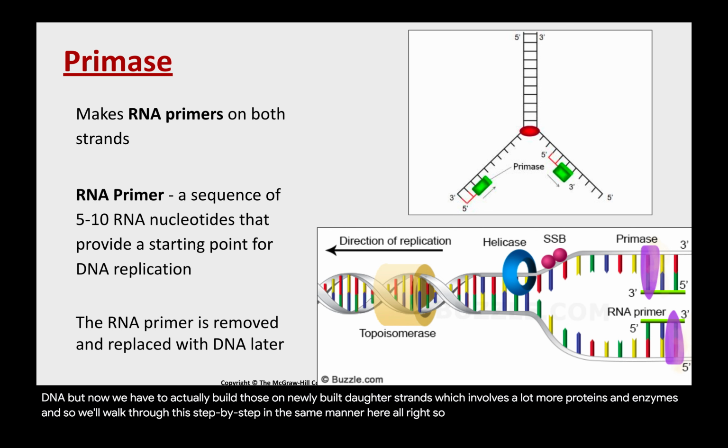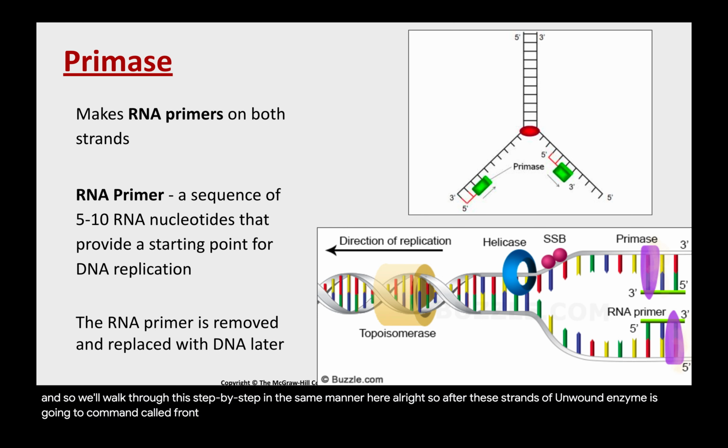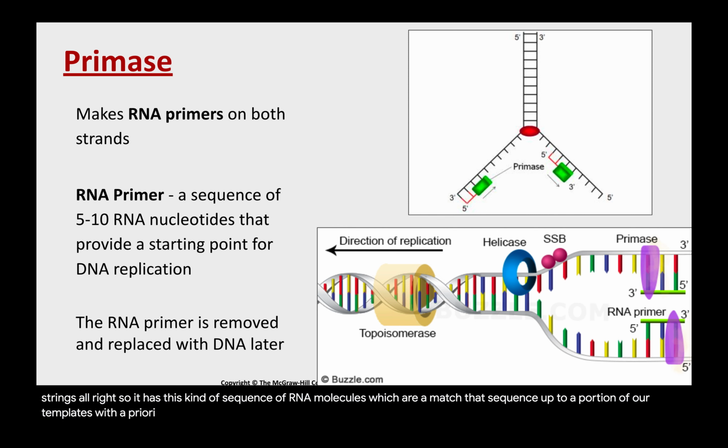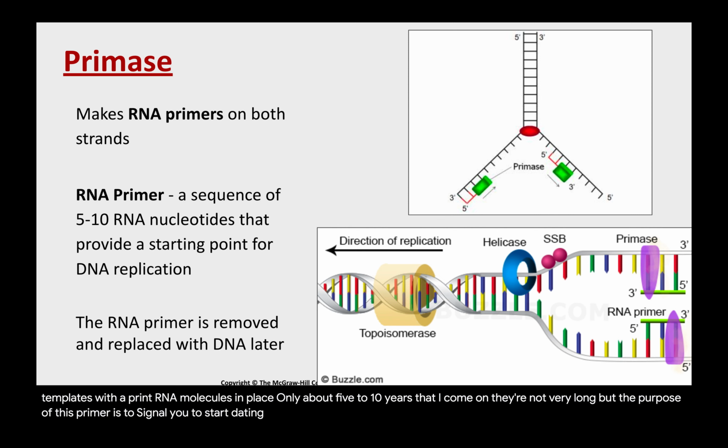All right, so after these strands have unwound, an enzyme is going to come in called primase. This enzyme is going to put an RNA primer on one of our template strands, or on both of our template strands. It has this primer sequence of RNA molecules, so it matches that sequence up to a portion of our template strand. So it's putting RNA molecules in place. These sequences are only about 5 to 10 nucleotides long. They're not very long, but the purpose of this primer is to signal where to start creating our new strand.